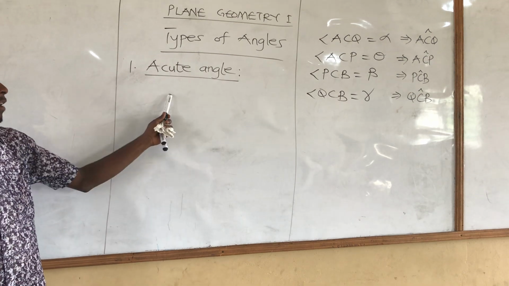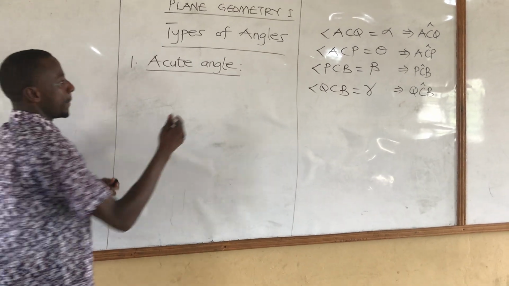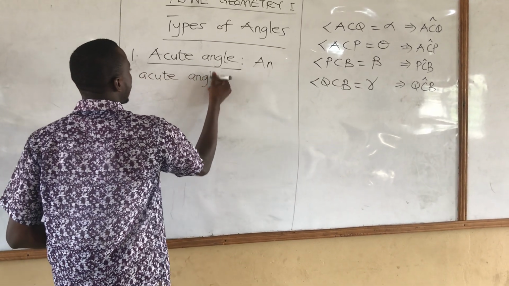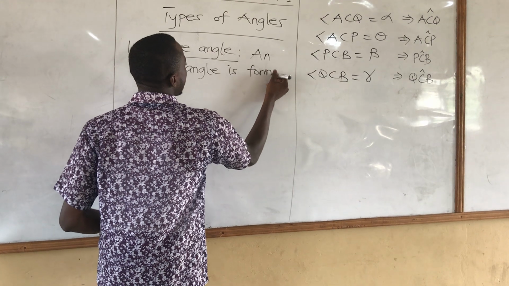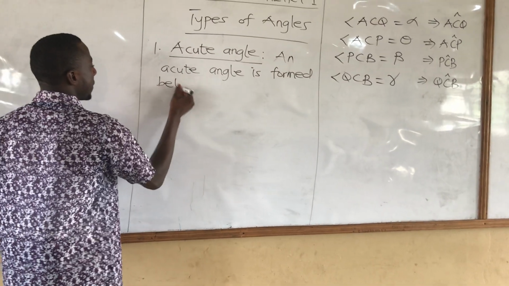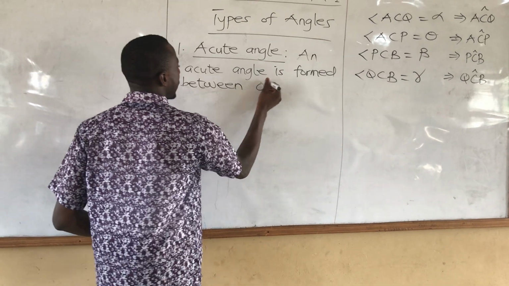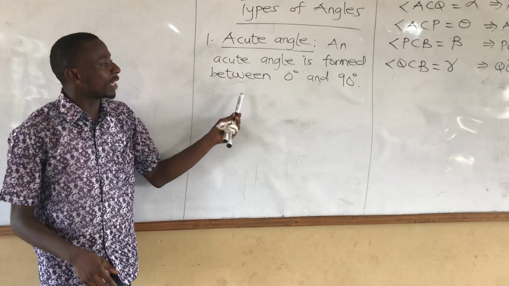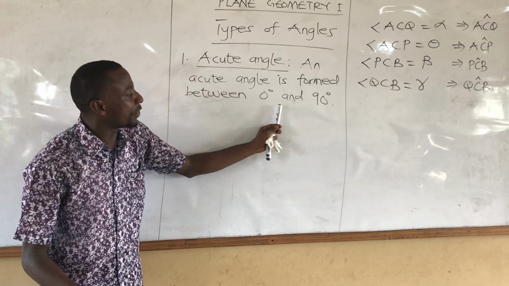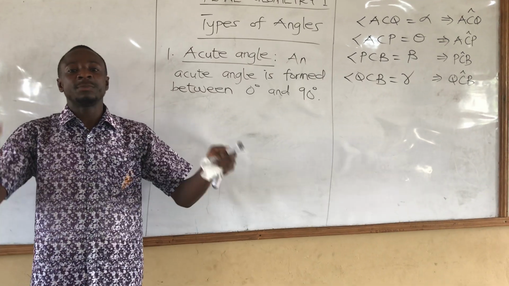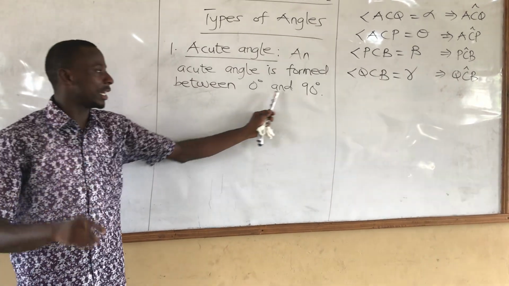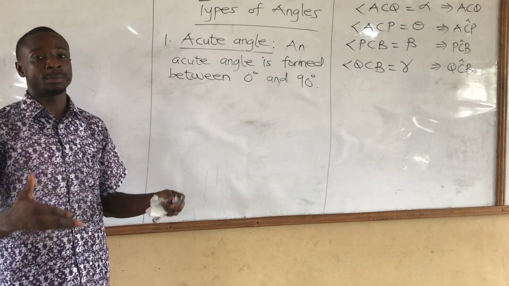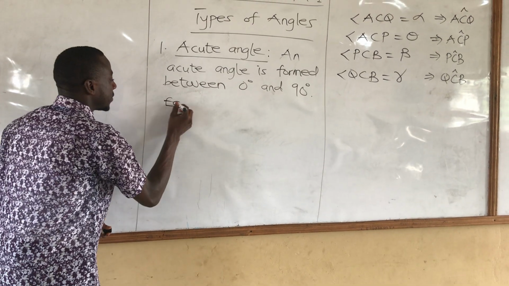Now let's get the first type of angle, acute angle. So an acute angle is formed between 0 degrees and 90 degrees. When we say something is between, it means 0 is not included, 90 is not included. So when we want to cite some examples of acute angles, we have a few examples.